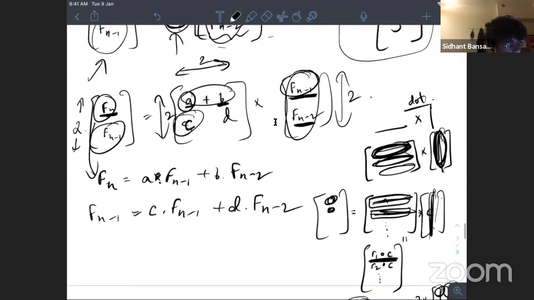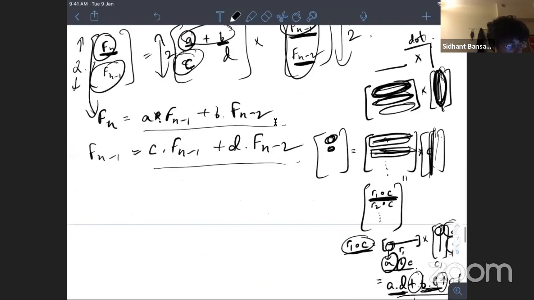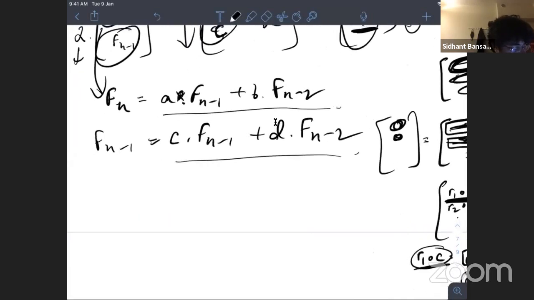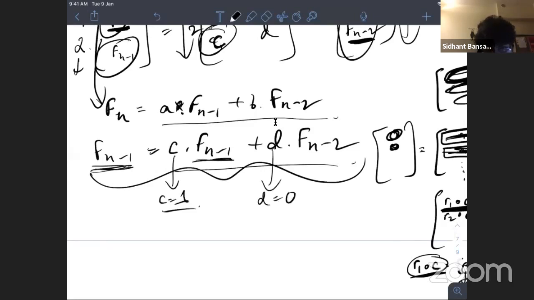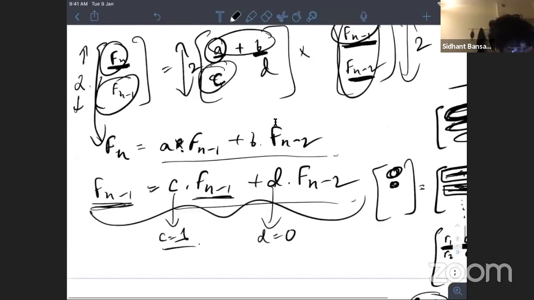So here in the Fibonacci, you have these A, B, and C, D. Now think about this. First look at this C, D. This is pretty trivial. You can say Fn is here, Fn is here. Just put C as 1 and D as 0, and this equation is satisfied, right? Trivially, it's satisfied.